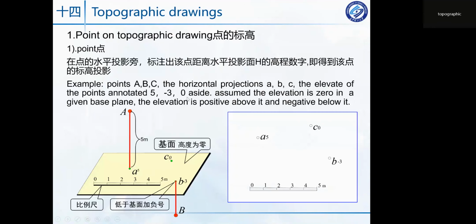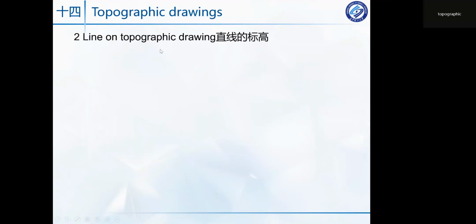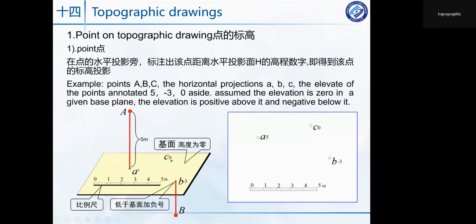So we have learned about the contour maps, and the next one is the point on the topographic drawings. The first one, the simplest one, is the point. So we can use many points to represent a line. So at first we have to study the elevation of the point. So how to represent the elevation of a point?